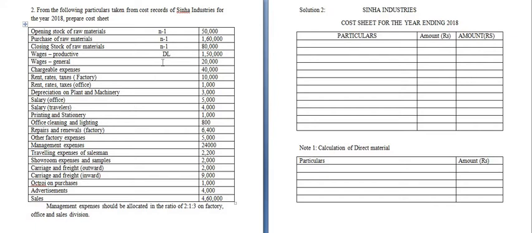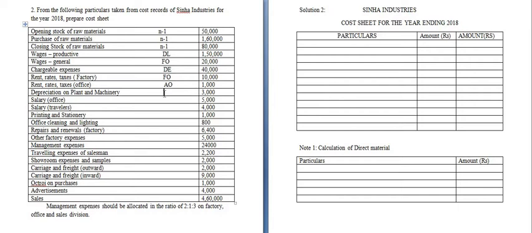Now here they have given wages general. Wages general means wages paid to the workers, so it is related to factory overhead, so write there FO. Chargeable expenses means it is direct expenses, so write there DE. Now rent, rates, taxes of factory. Since they have given factory, it is a factory overhead. Next is rent, rates, taxes, in bracket they have given office. It means it is relating to administrative overheads.